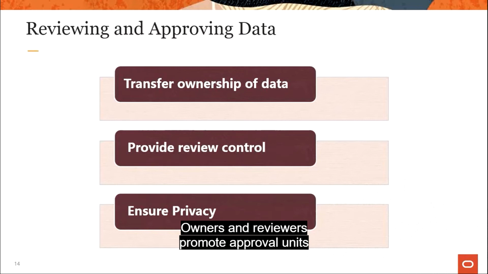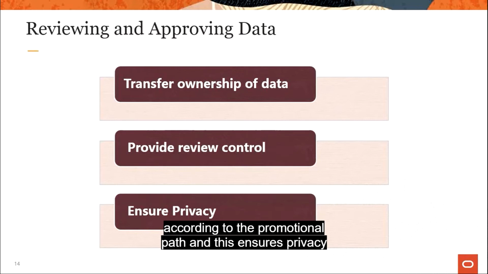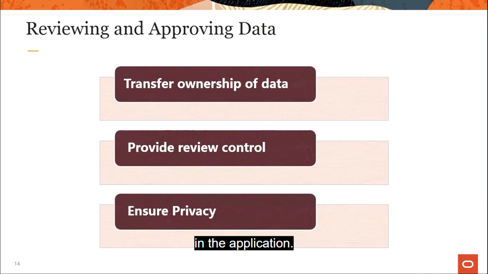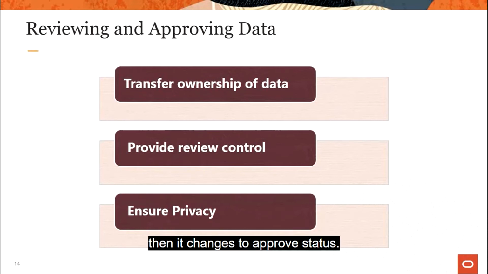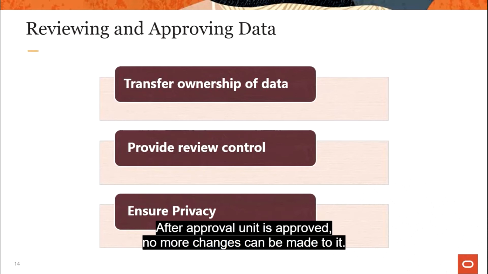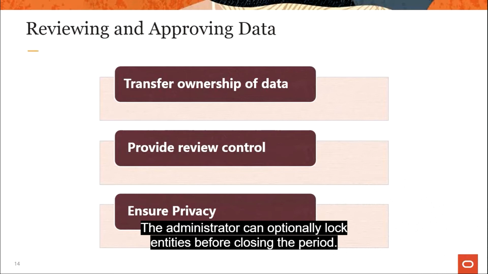Owners and reviewers promote approval units according to the promotional path, and this ensures privacy in the application. The last reviewer in the approval hierarchy approves the approval unit, then it changes to approved status. After the approval unit is approved, no more changes can be made to it. The administrator can optionally lock entities before closing the period.